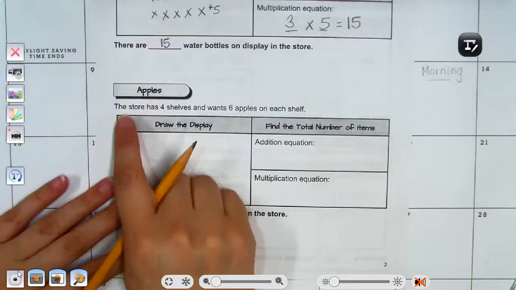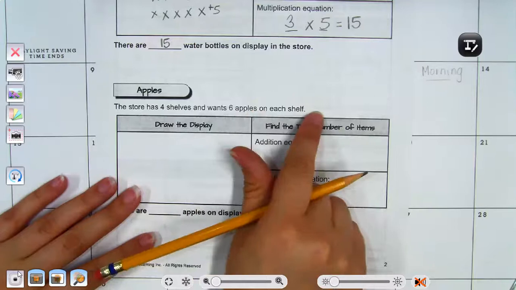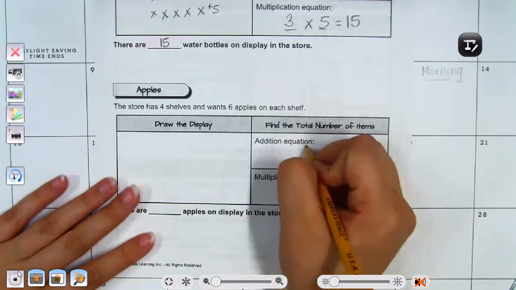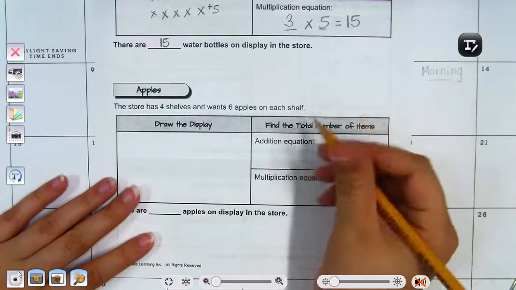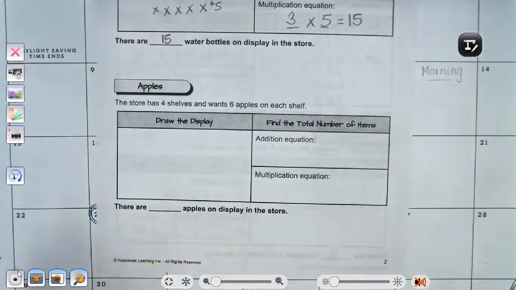Okay, so I want you to do the apples. The store has 4 shelves and wants 6 apples on each shelf. So draw me the array. Tell me the repeated addition. So the addition equation means repeated addition. And then tell me the multiplication equation. And then write your answer down here, guys. All right.